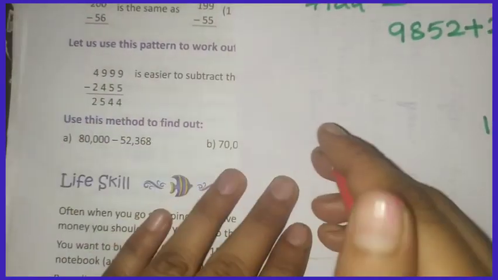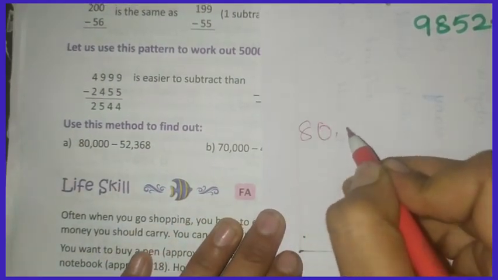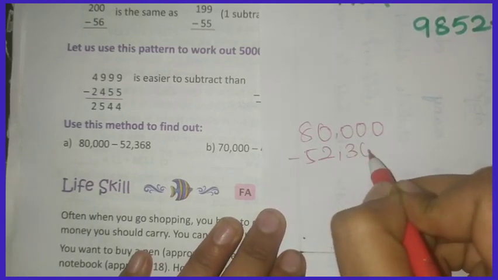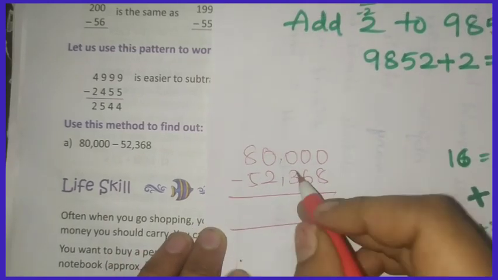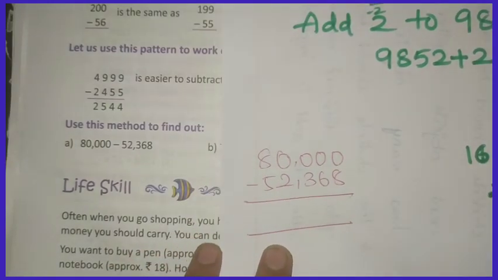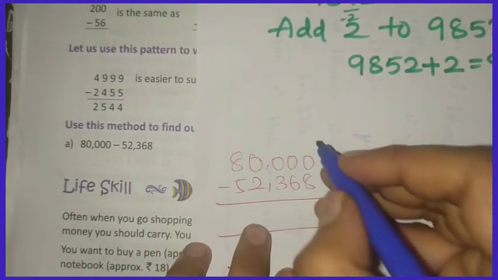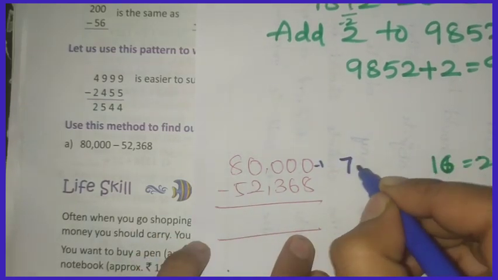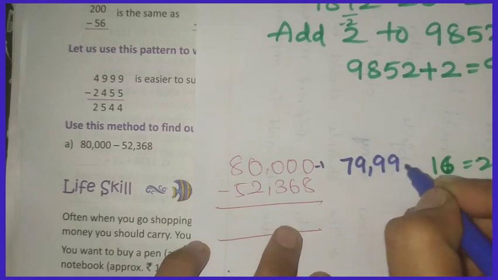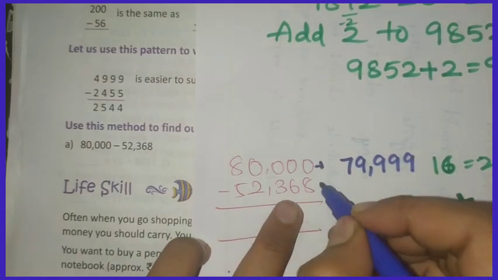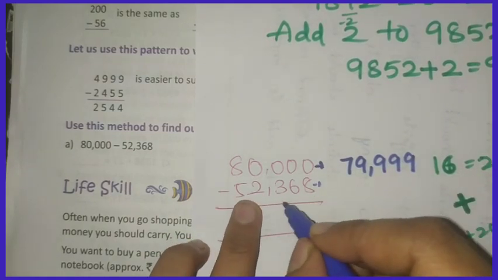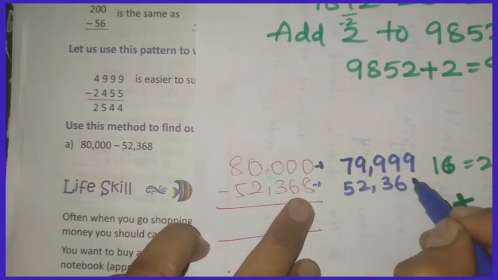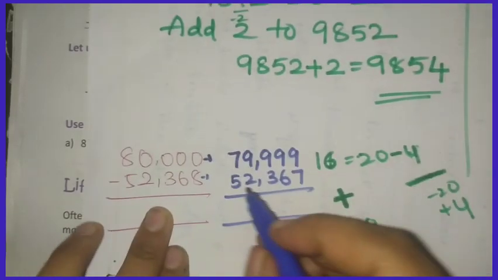Look, 80,000 minus 52,368. It is very hard to do subtraction. We will subtract 1. Then 80,000 becomes 79,999. Here we are subtracting 1, so here also we have to subtract 1. Then we will get 52,367. Now it is easy to subtract.